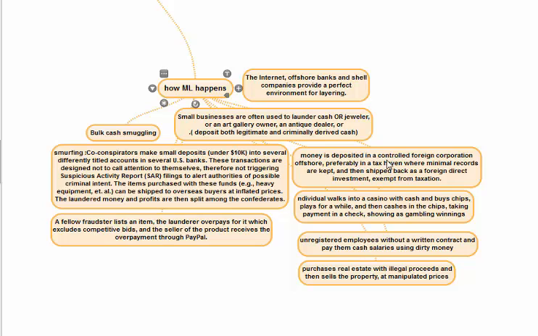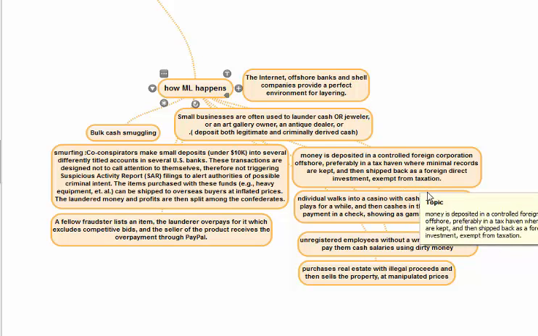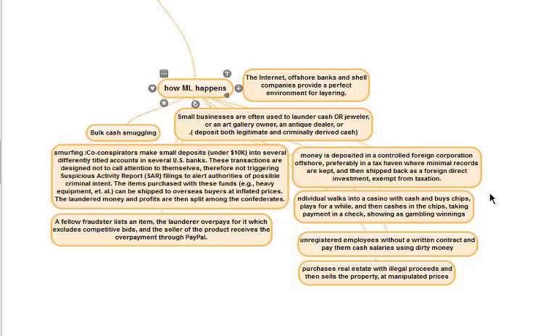Money is deposited in a controlled foreign corporation offshore. This foreign company offshore then invests this money from a tax haven into developing countries who are in need of money, who will not be chasing for the beneficial owner of these funds, and so this will become exempt from taxation, exempt from records, exempt from revealing any information.